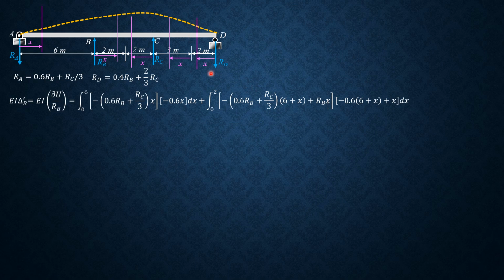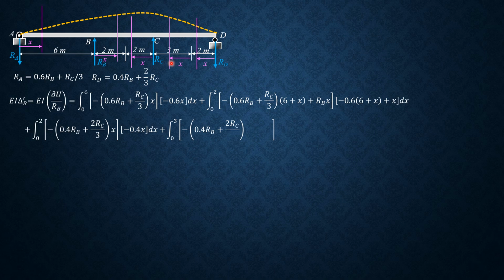Then in this section, integral from 0 to 2 of negative quantity 0.4 RB plus 2/3 RC times x. Derivative with respect to RB is negative 0.4 x dx. Then in this section, integral from 0 to 3 of negative quantity 0.4 RB plus 2/3 RC times 2 plus x. Derivative with respect to RB is negative 0.4 times 2 plus x dx.